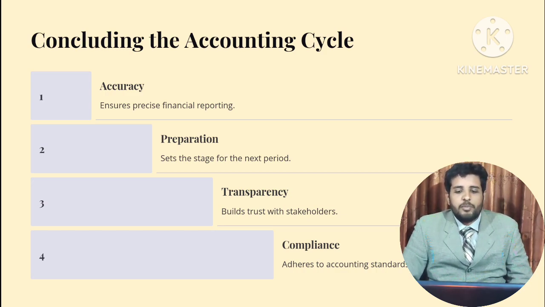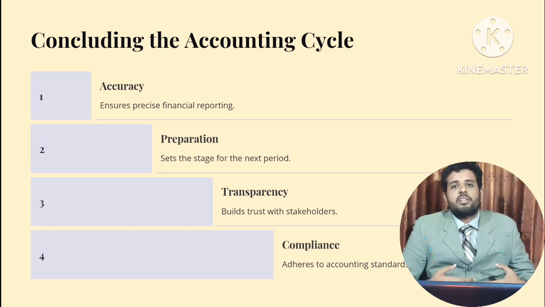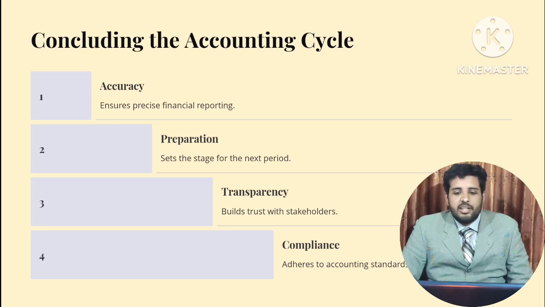Then we have the preparation of different types of financial reports or financial statements, and it prepares us for the next accounting period. Then there is transparency, where we build trust through being honest to our shareholders and to our other stakeholders, and letting them know how our organization is performing. And finally, there is compliance. We comply with the law and see to it that the regulatory bodies are satisfied and there are no legal issues, and our business keeps on running in a safe way.